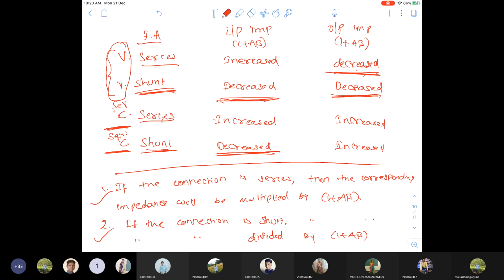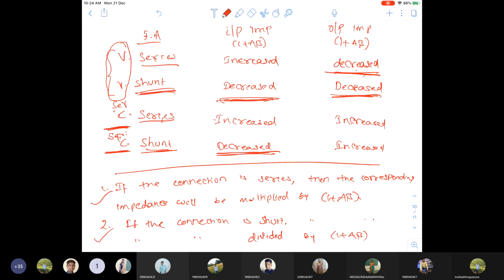You take any type of feedback amplifier. By seeing the title, you can tell the input impedance. Suppose you take the current series feedback amplifier. If the question is asked in the examination to derive the input impedance and output impedance of the current series feedback amplifier, by seeing the title you can tell what the input impedance is. In current series, the input is a series connection, which means the input impedance will be multiplied. RIF equals RI into 1 plus A beta.